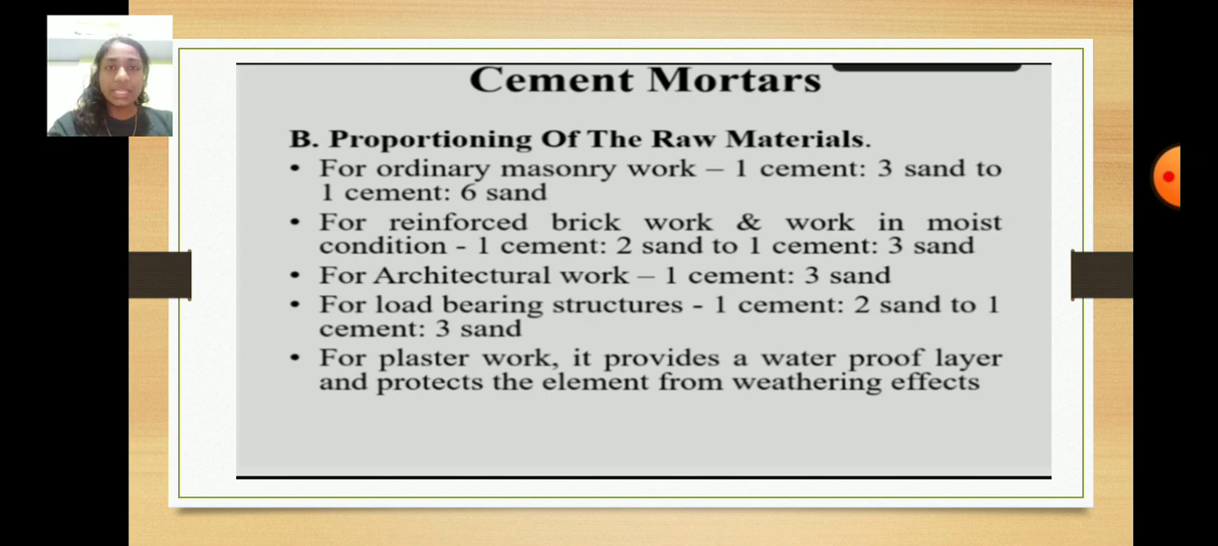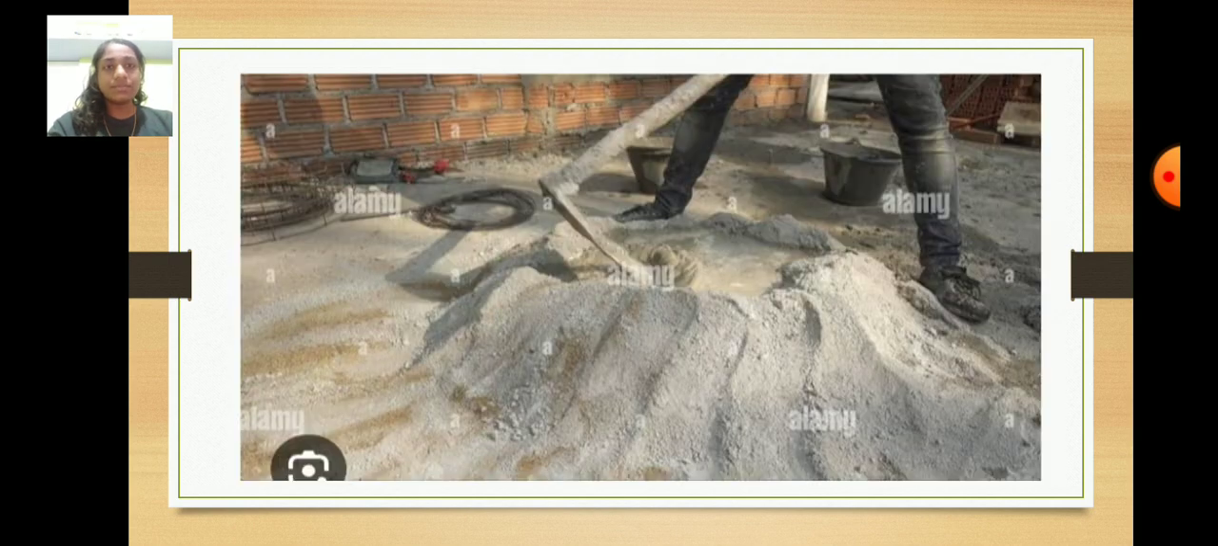Proportioning of the raw materials. For ordinary cement masonry work, 1 cement to 3 sand, to 1 cement to 6 sand. For reinforced brickwork and work in moist condition, 1 cement to 2 sand, to 1 cement to 3 sand. For architectural work, 1 cement to 3 sand. For load bearing structures, 1 cement to 2 sand to 1 cement to 3 sand. For plaster work, it provides a waterproof layer and protects the element from weathering effects.